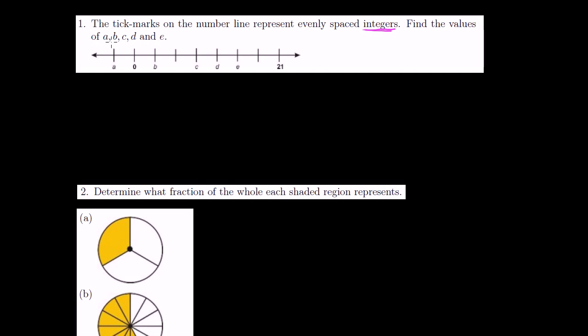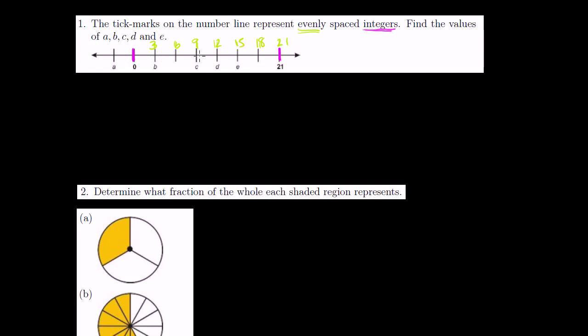So they say find the values of a, b, c, d, and e. So these are evenly spaced. And this is 0 right here. And this is 21. Let's see how many tick marks it takes us to go from 0 to 21. We have 1 tick mark, 1, 2, 3, 4, 5, 6, 7 tick marks. So 7 tick marks take us to 21. And they're evenly spaced. They tell us that. So if 7 of these take us to 21, each must be a jump of 3.